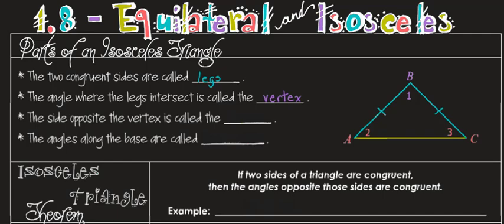The side opposite the vertex is called the base, colored green in the diagram. The angles along the base are called base angles.